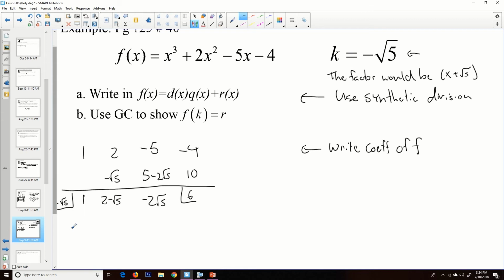And so for part A, and again, we started with x to the third, we divided by just x, so this will start off x squared, and then it will be plus, here is my coefficient, and even though it's not just a whole number, we can still use that as a coefficient, 2 minus the square root of 5, and that will be x. And then this will be our constant, so minus 2 square root of 5, and then we have a remainder of 6.